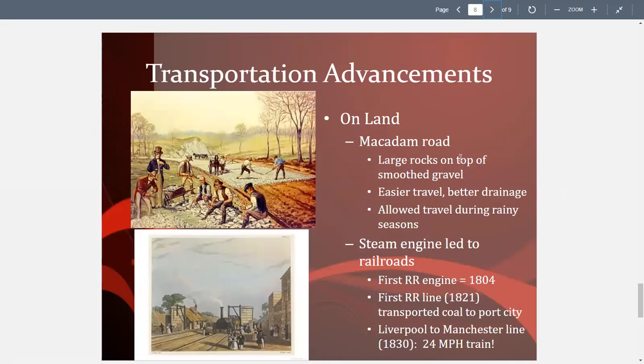Steam engines are going to lead to railroads. You have your first railroad engine in 1804, your first railroad line in 1821, and it basically transports coal back to the city. Once they figure out that they can use coal and that it burns more efficiently than steam from water, it's going to increase the availability and use of the train.